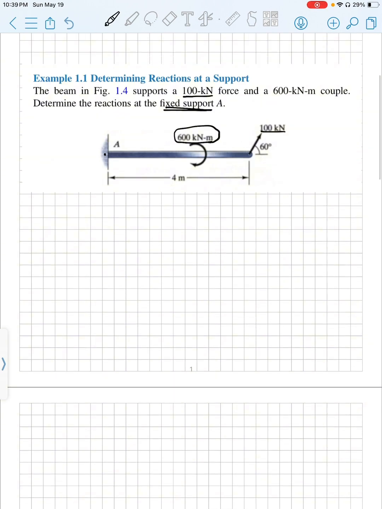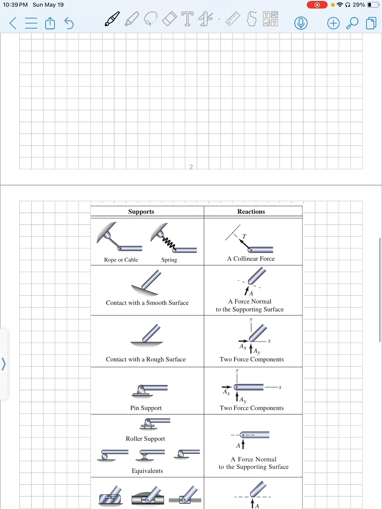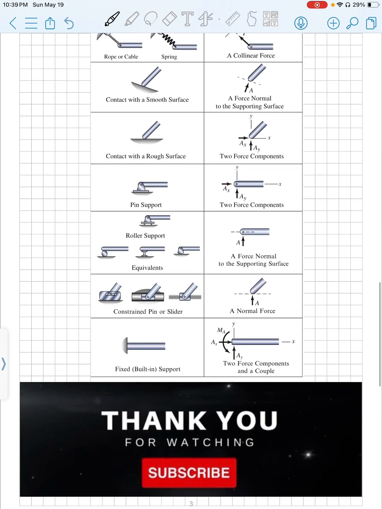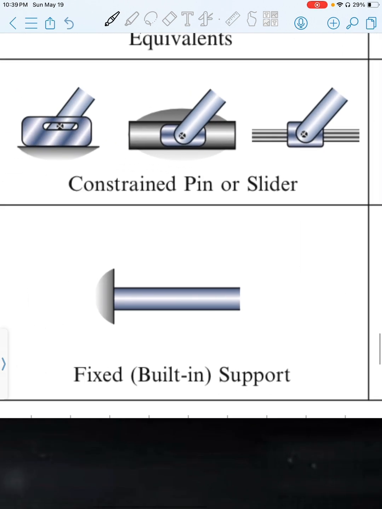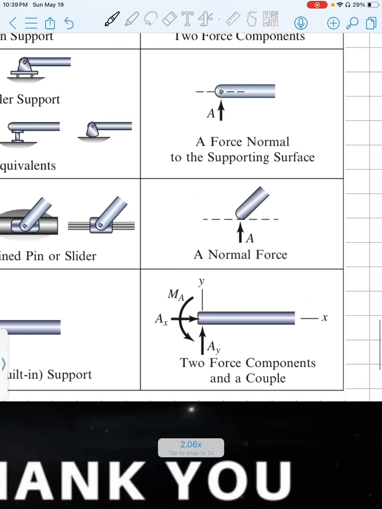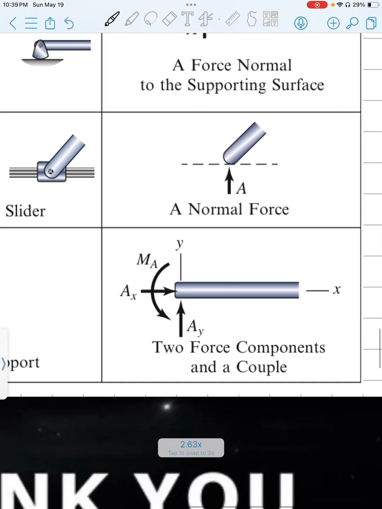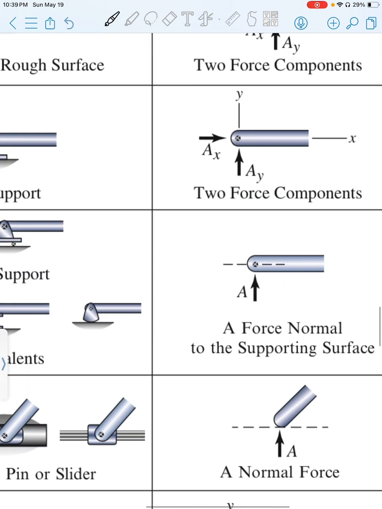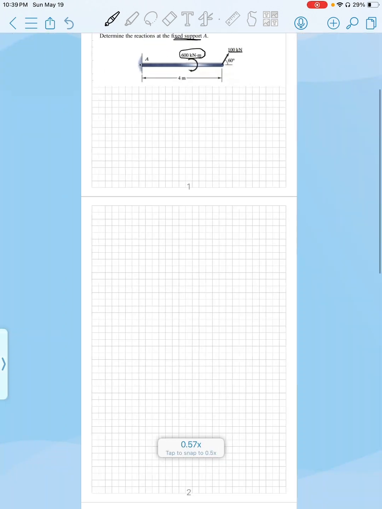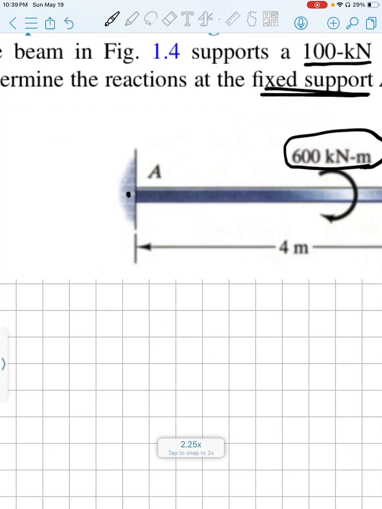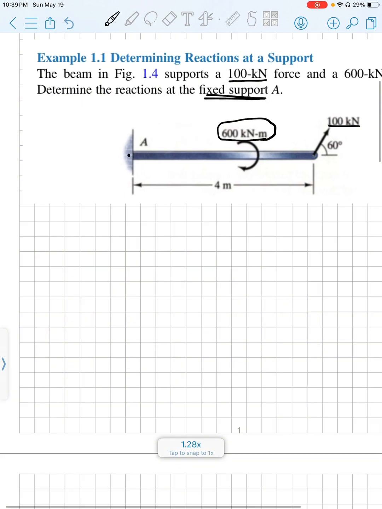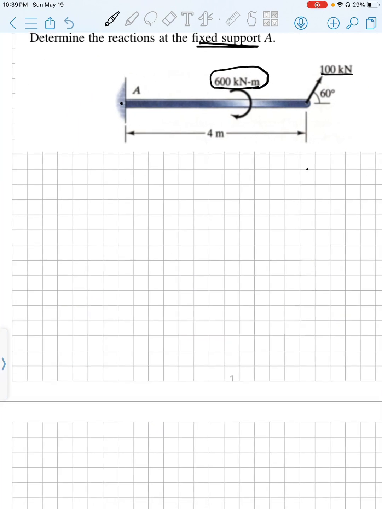Here we see a fixed support. From the last video that we made, we looked at supports and the reactions, and the fixed support is one of the most important ones. To get the reactions, we're gonna have a reaction in the x direction, a reaction in the y direction, and a moment, which is MA. So if we go back here, let's simplify this one and draw the free body diagram for this problem.